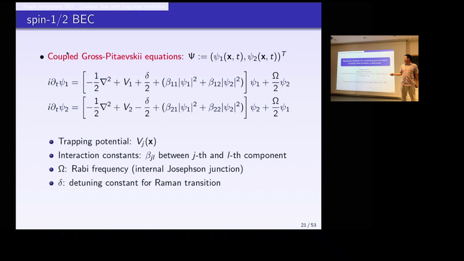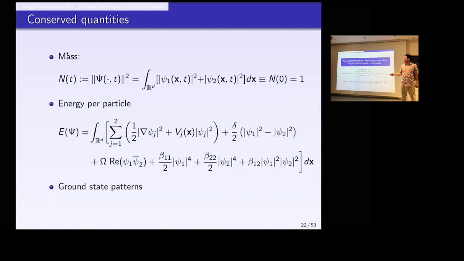When this omega is non-zero, the two components can interact and exchange mass. If omega is equal to 0, then there is no mass transfer between the two components, and the energy and the ground state should be defined in another way. So for this system, in general, when omega is non-zero, the total mass of the two components is fixed. We have this total mass equal to 1. Also, the energy per particle is written like this.